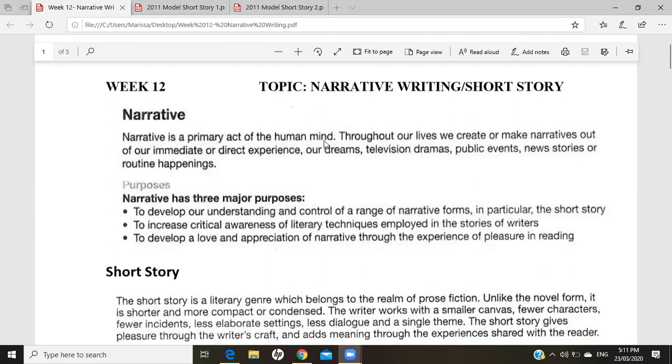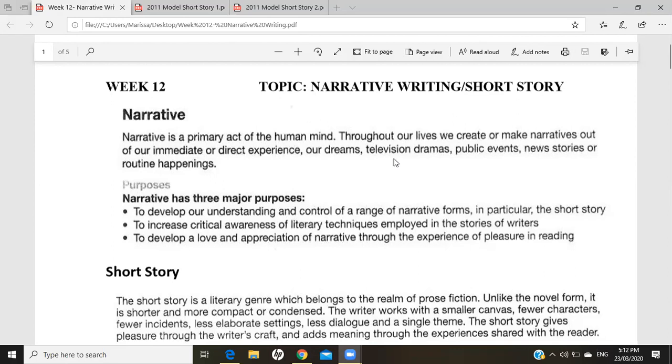So throughout our lives, we create or we make narratives out of our immediate or direct experience. So we use our experiences in life to ponder on them, and then we'll be able to reproduce a story. So you'll see that when you start writing your stories, a lot of the things that you write is because it's from an experience, either direct or indirect experience, that you were exposed to. Even our dreams. So in our dreams, as I said before, when we lie down to sleep, we could think about anything. Our story could just start off at one spot and end up in a whole different country.